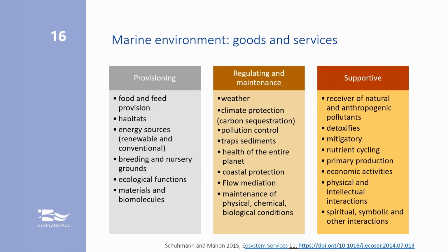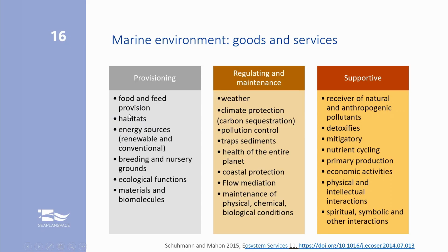In 2005, the Millennium Ecosystem Assessment provided a typology which basically categorized several ecosystem services into a couple of main groups: provisioning goods and services, regulating and maintaining goods and services, and supportive goods and services.